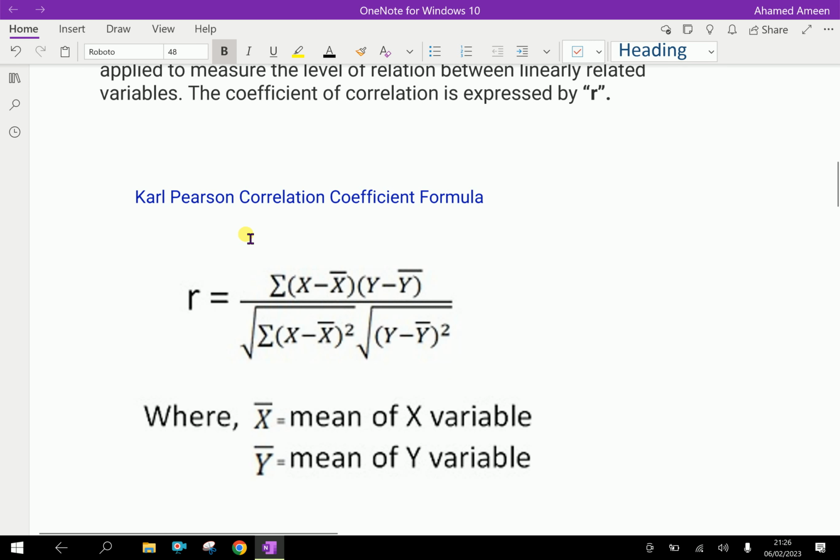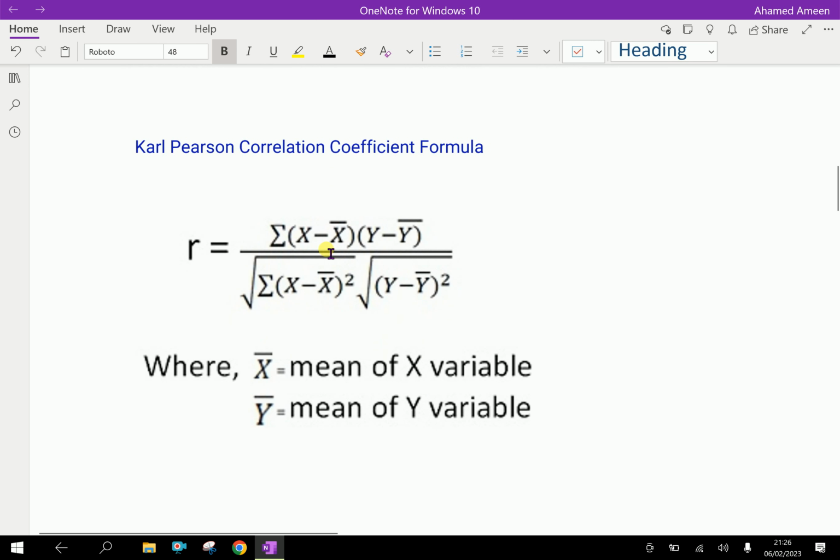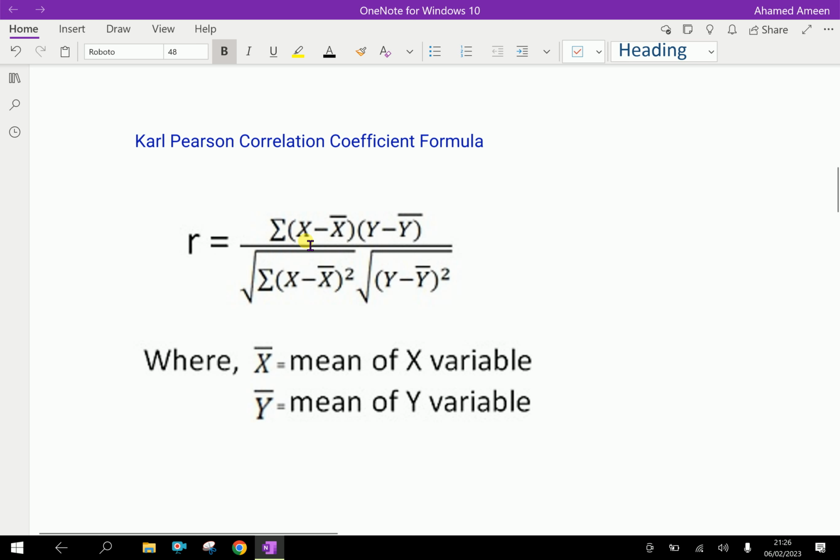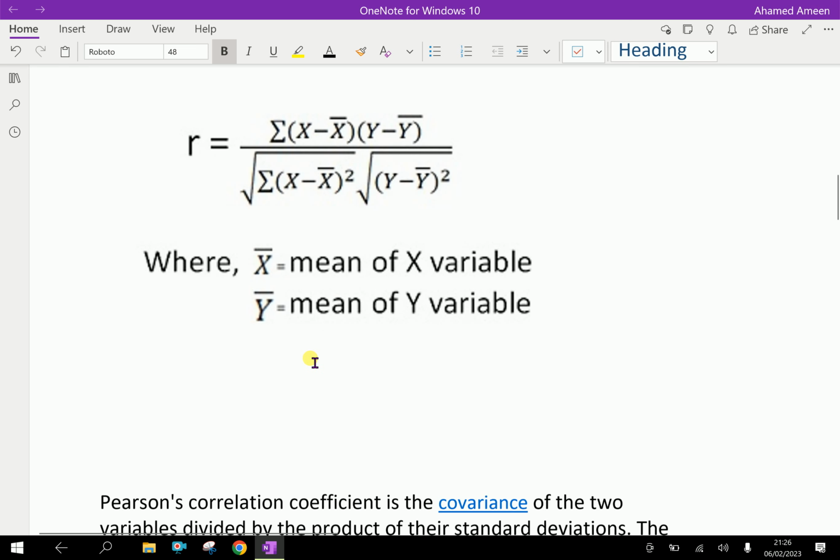Karl Pearson's correlation coefficient formula is R equals sigma (x minus x bar) into (y minus y bar) over the square root of sigma (x minus x bar) whole square into sigma (y minus y bar) whole square, where x bar is the mean of the x variables, y bar is the mean of the y variables.